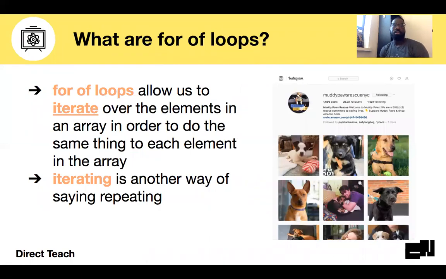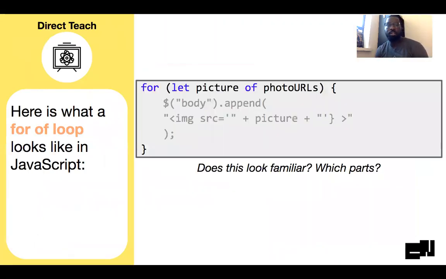All right, so for of loops allow us to iterate over the elements in an array in order to do the same thing to each element in the array. Iterating is another way of saying repeating, right? So we can see this Instagram example here where the same format or structure or styling is being applied to each one of these dog pictures. So we'll go on that a little later.